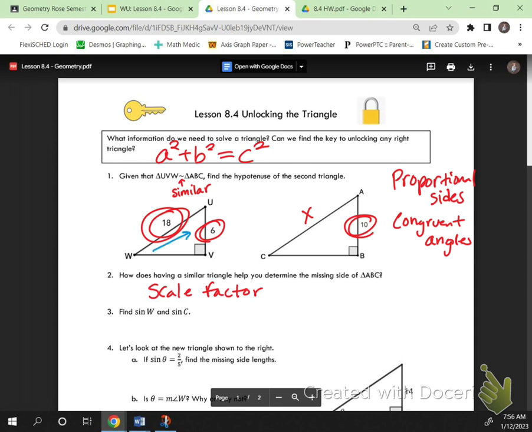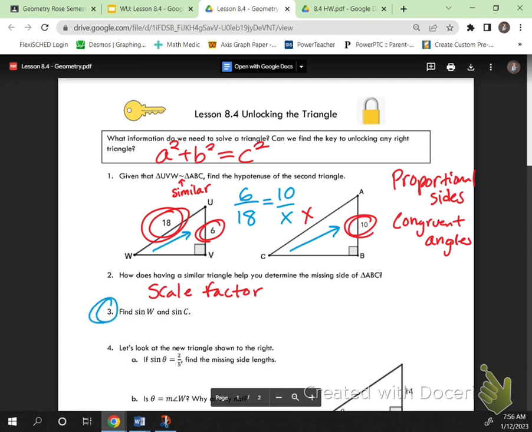I'm going to use the sine. So the sine of W would be what over what? Great. And the sine of C would be 10 over X. That looks familiar. What could I do to solve for that side then? Cross multiply, and that's what it's asking us to do in part 3.